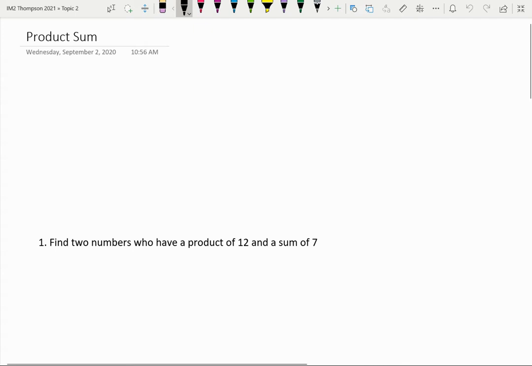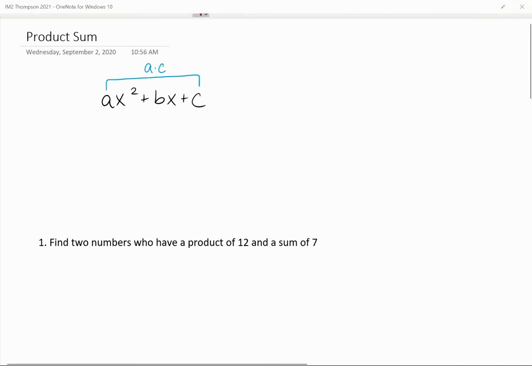So in your notebooks, where I have a quadratic trinomial of the form ax squared plus bx plus c, I am going to be looking for two numbers that have a product of a times c and a sum of b. And I'm going to write all this out in words for you.